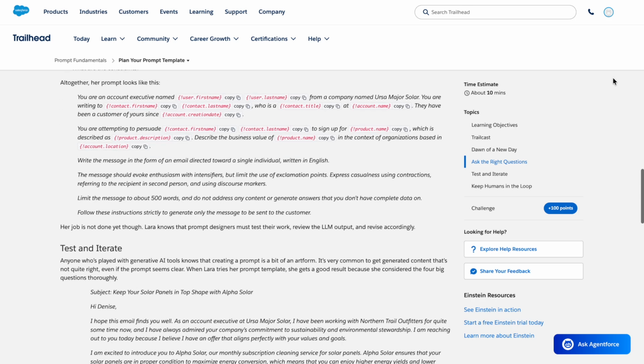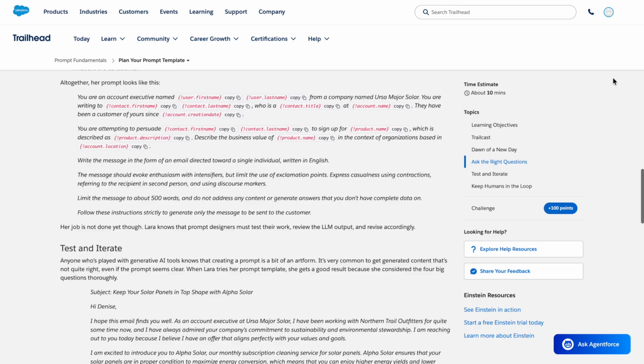Altogether, her prompt looks like this. You are an account executive named user.firstname, user.lastname from a company named Ursa Major Solar. You are writing to contact.firstname, contact.lastname, who is a contact.title at account.name. They have been a customer of yours since account.creation-date. You are attempting to persuade contact.firstname, contact.lastname to sign up for product.name, which is described as product.description. Describe the business value of product.name in the context of organizations based in account.location.